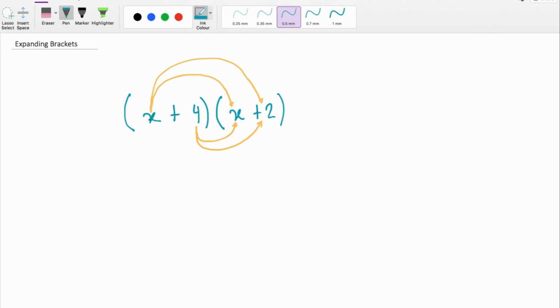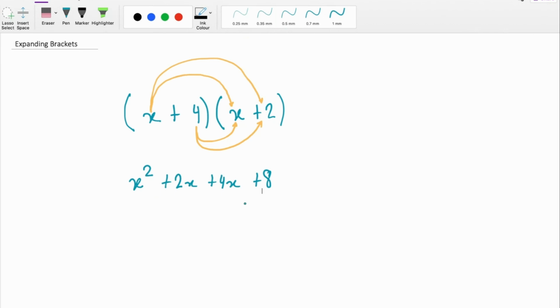We have x times x, which gives us x squared. We then have x times plus 2, which is 2x. So plus 2x. That's the first half done. The second half deals with this 4 multiplying with the two terms. So 4 times x gives us plus 4x. And then 4 times plus 2 gives us plus 8. And that is your expansion done.